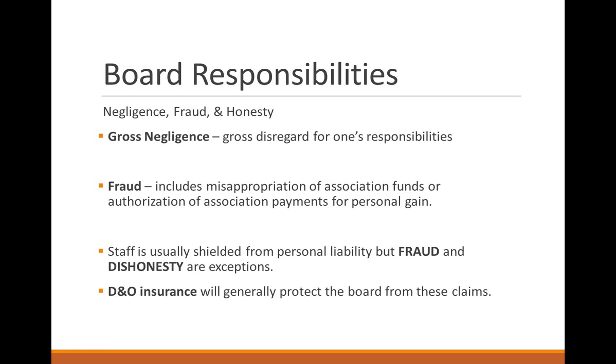In regards to negligence, fraud, and dishonesty, I put up a couple of definitions for you. Gross negligence is gross disregard for one's responsibility, and fraud includes misappropriation of association funds or authorization of association payments for personal gain. Staff is usually shielded from personal liability, but fraud and dishonesty are exceptions. And this is where it's important for associations to have directors and officers insurance, which will generally protect the board from these claims.